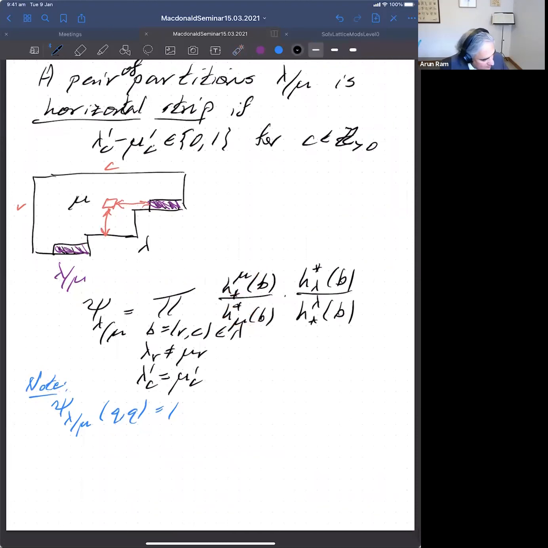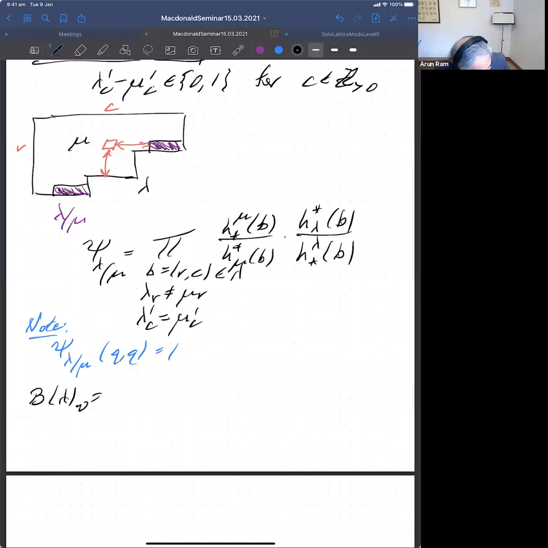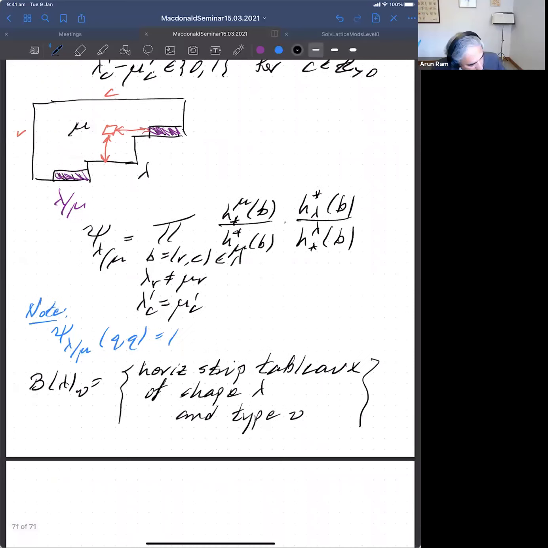Let me do an example of how we build a standard tableau. What many people call semi-standard Young tableau, I would like to call horizontal strip tableau, of shape lambda and type mu. I don't like the word semi-standard Young tableau, because if you've never seen one before, it doesn't mean anything. Semi-standard could be anything. But horizontal strip tableau really tells you that it's built from horizontal strips.